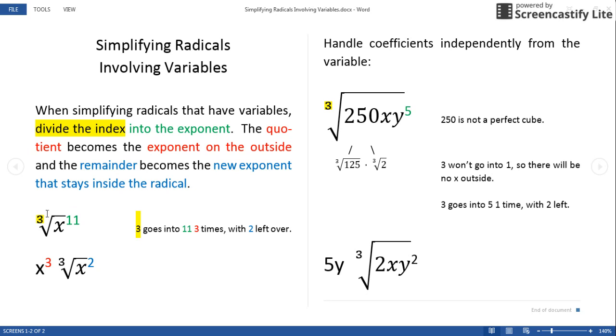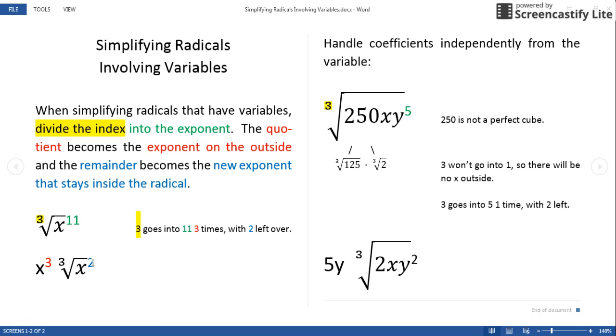For instance, if we have the cube root of x to the 11th, 3 goes into 11 3 times. So that's our exponent on the outside. There was a remainder of 2, so that's our exponent that stays on the inside. 3 goes into 11 3 times, so we have an x cubed on the outside. 2 was the remainder, so we need the cube root of x squared.